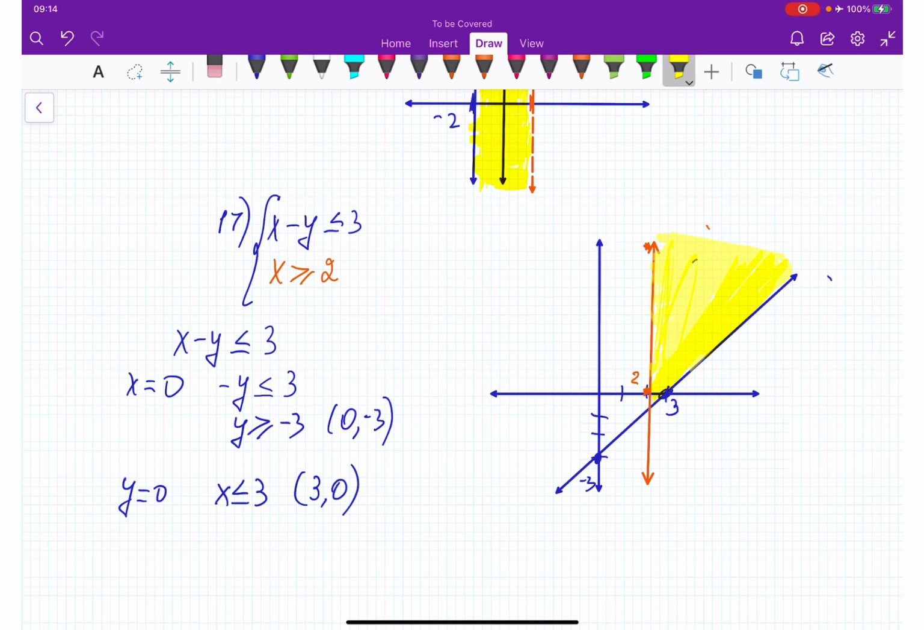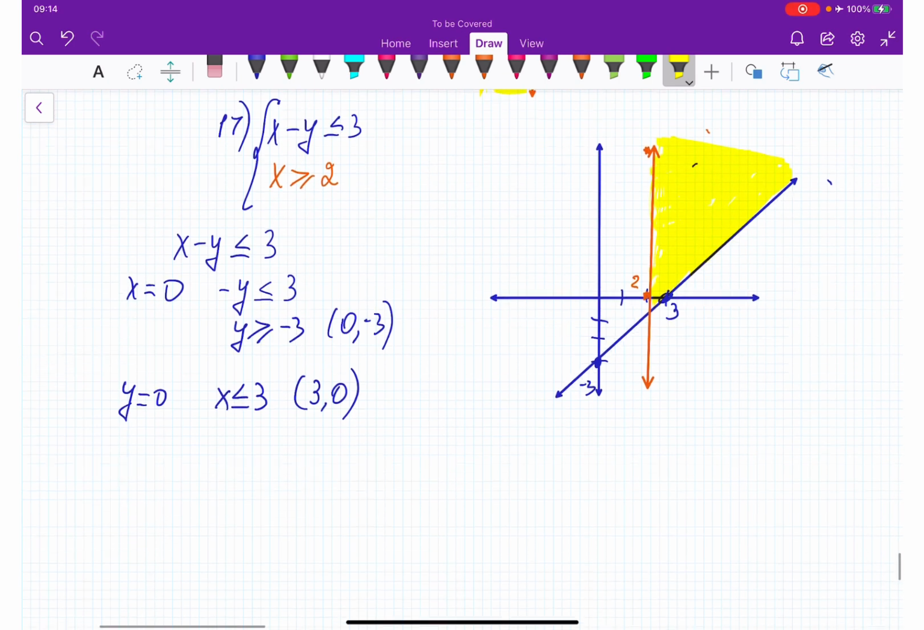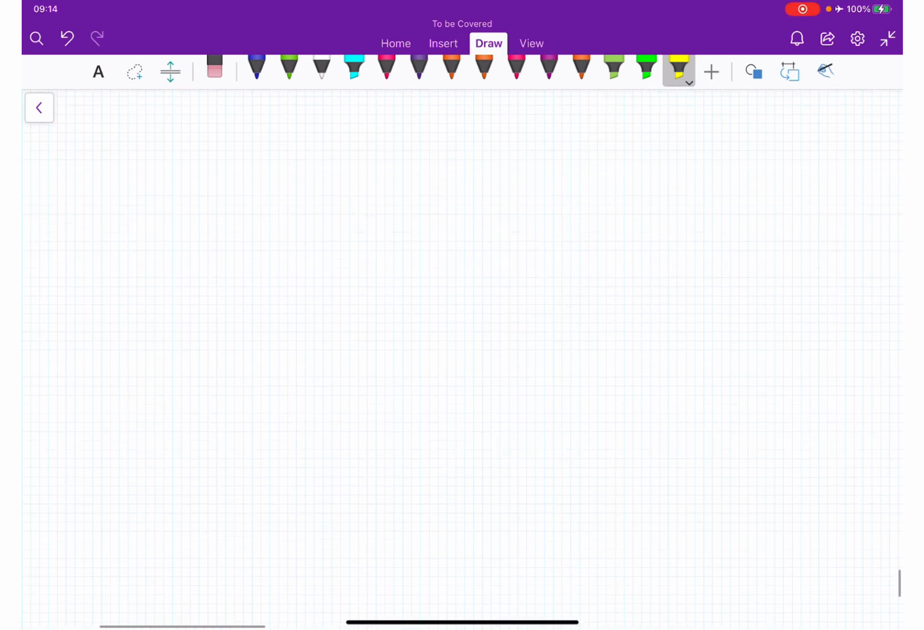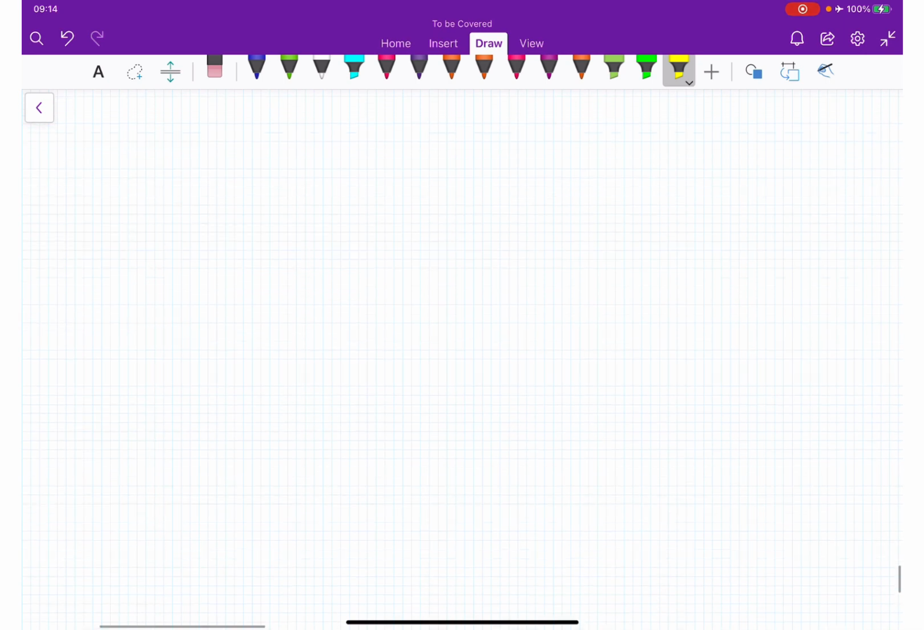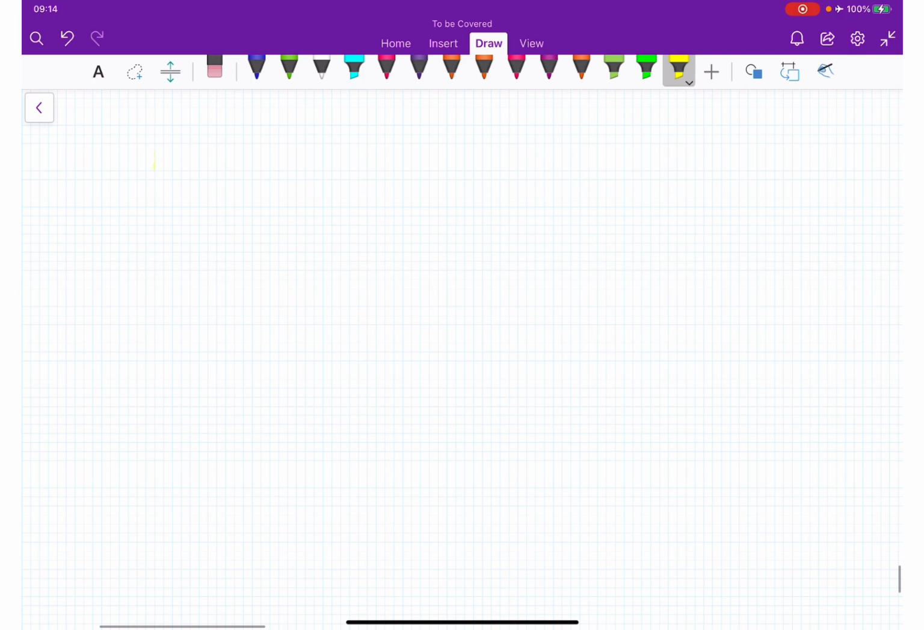That will be the area where they overlap each other. Okay, number 17, moving to number 18. So question number 18. x plus y greater than 7 and x plus y is less than negative 6.